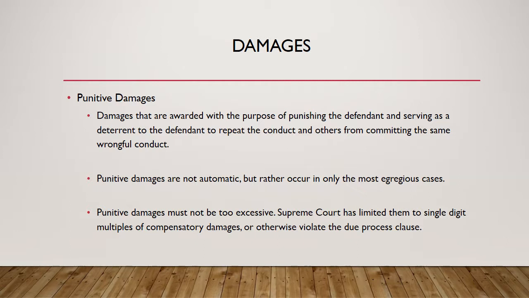So if you have compensatory damages of $100,000, but you have punitive damages of $15 million, that's going to be higher than a single digit multiplier of the compensatory damages. And so in that scenario, it's most likely that the punitive damage award would violate the due process clause.